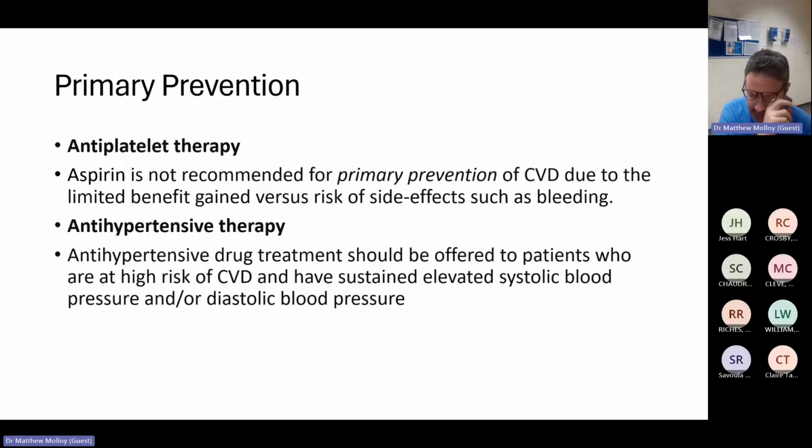Not so many years ago, we did go through a lot of our patients and take them off aspirin if they were on it only for primary prevention. Antihypertensive therapy: antihypertensive drug treatment should be offered to patients who are at high risk of cardiovascular disease and have a sustained elevated systolic blood pressure and diastolic blood pressure.